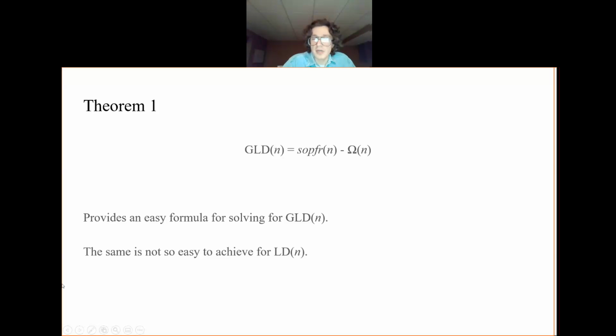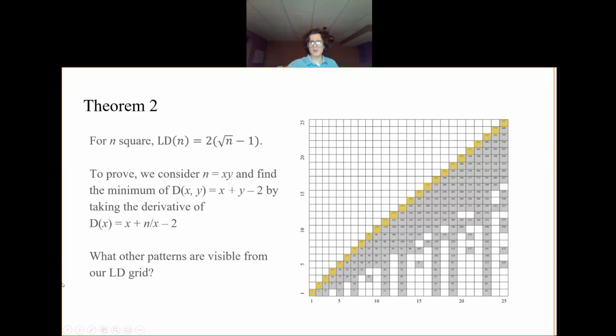This brings us to our first theorem, which states that the GLD of n is equal to the sum of prime factors of n minus the prime omega function of n. The prime omega function is the function that counts the number of primes with multiplicity in the prime factorization of a given number. This provides an easy formula for solving for GLD of n, but the same is not so easy to achieve for LD of n, as we'll come to discover. Theorem 2 brings us to our first pattern that we could see in the LD grid.